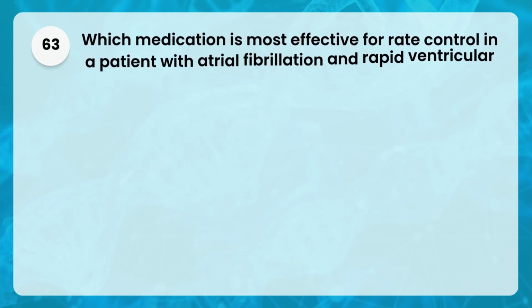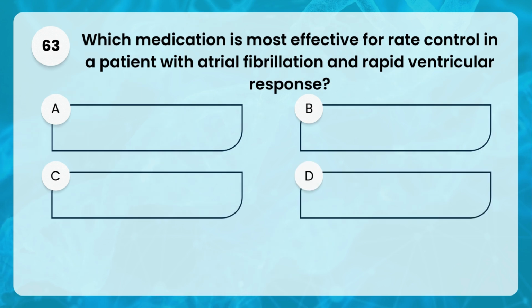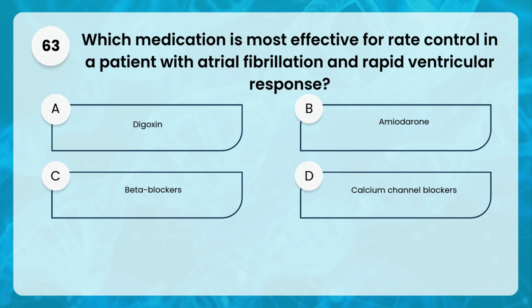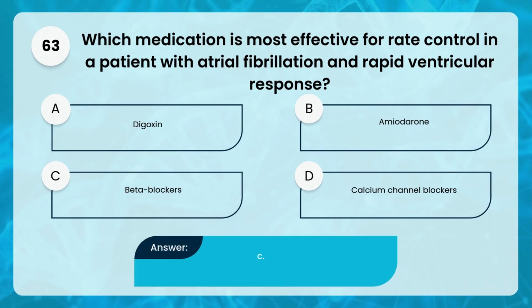63. Which medication is most effective for rate control in a patient with atrial fibrillation and rapid ventricular response? A. Digoxin, B. Amiodarone, C. Beta blockers, D. Calcium channel blockers? The answer is C, beta blockers.